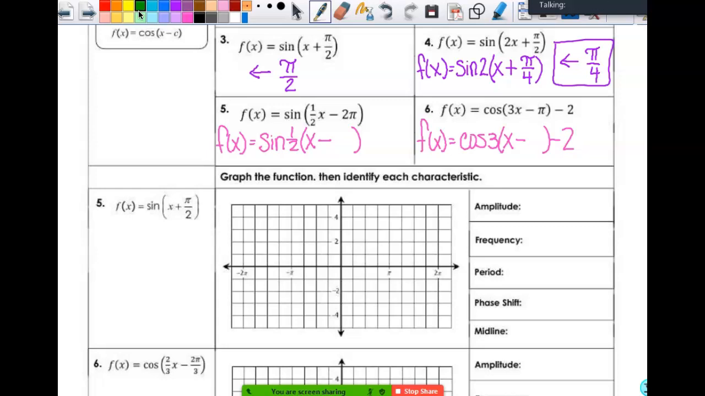All right, so on number 5, when I factor this out, what does that leave me with inside of here? 4 pi. Very good. So this is 4 pi, which means my transformation is that I'm going to the right 4 pi. When I factor the 3 out here, what do I get right here? Pi thirds. Very good. Which means I'm going to the right pi thirds.